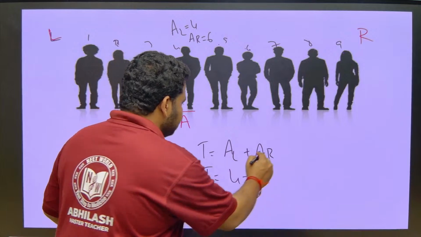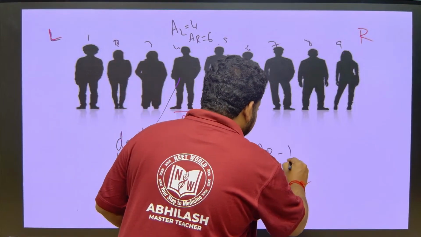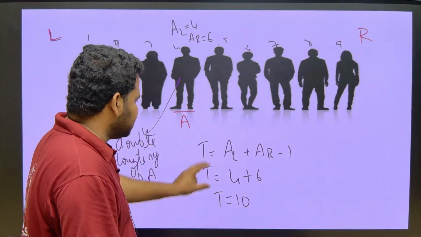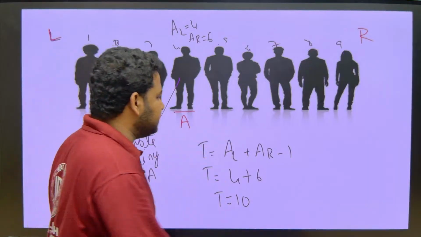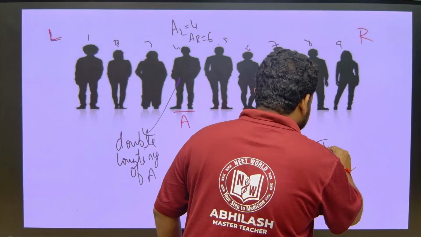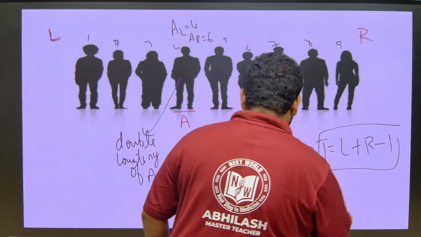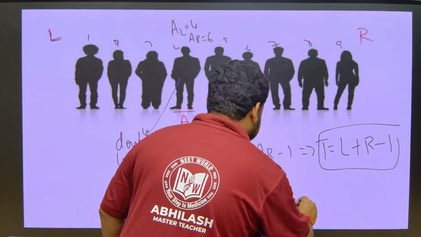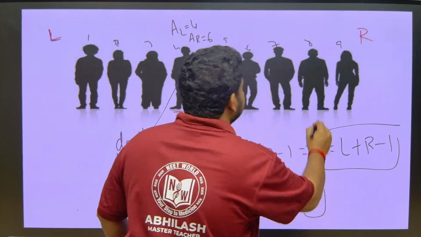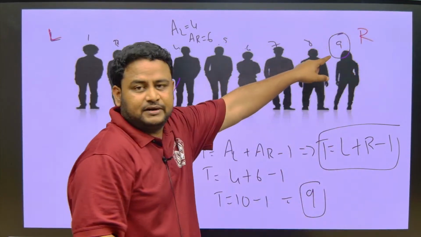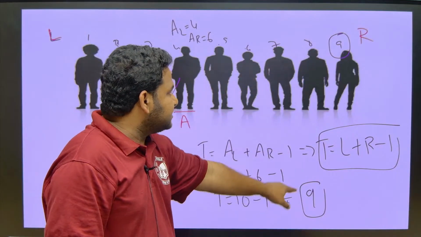That means there is nothing else to do, just write minus 1. The formula becomes: instead of A left plus A right, generally I will write total is equal to left plus right minus 1. If I write minus 1, the total becomes 9, which is exactly the number of persons that are there.